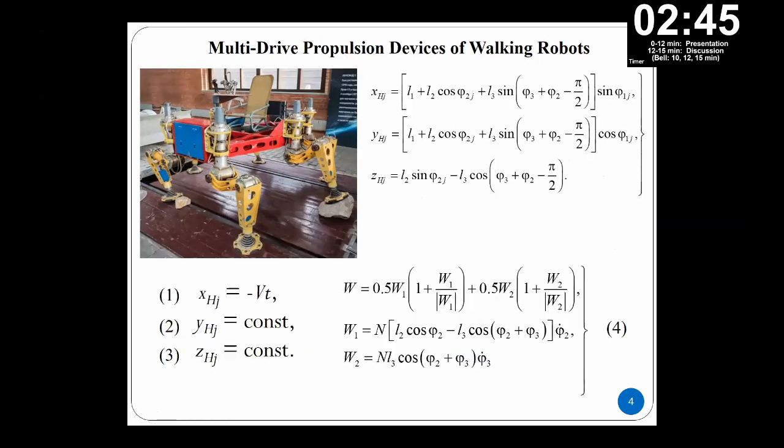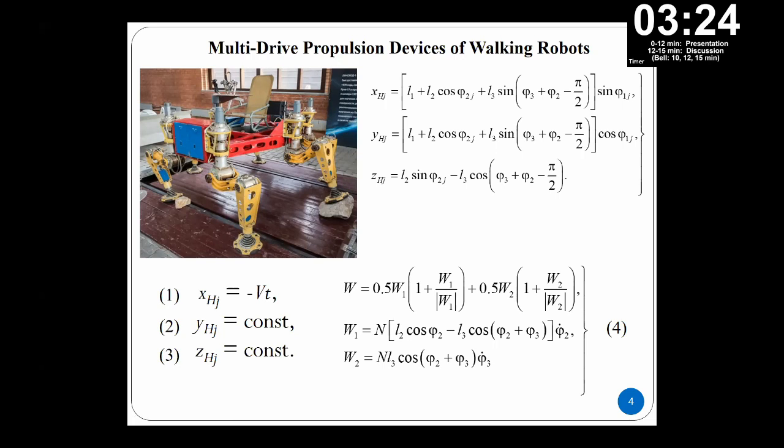To ensure the translational movement of the robot at a constant speed V on a horizontal surface, it is required that in the phase of interaction with the supporting surface equations 1, 2, and 3 be fulfilled. So we have constant coordinates Y and Z, and X is velocity. However, there are no strict energy assessments and assessments of the efforts developed by the drives, which is explained by the lack of consideration of the forces of resistance to motion.